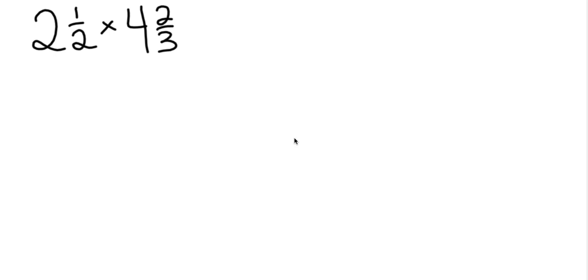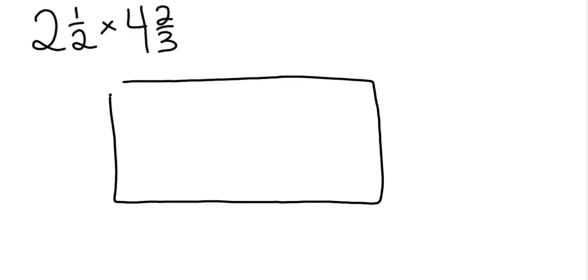We are going to be learning the array method for multiplying a mixed number by a mixed number. The first thing we need to do is draw a square for our array, and we need to break up, or decompose, each number. 2 and 1/2 is 2 wholes and 1/2. 4 and 2/3 is four wholes and 2/3 of a whole.